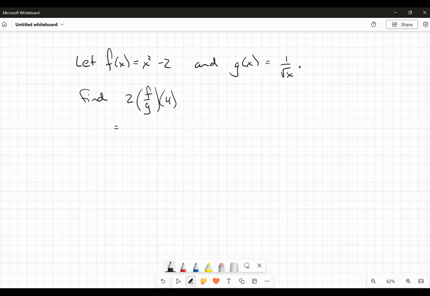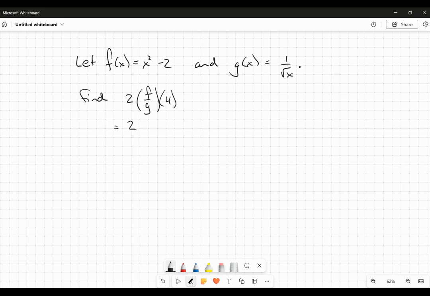Because what this looks like right off the bat here is 2 times f divided by g times 4, but it's not. What we mean by this is 2 multiplied by this f over g with the 4 in parentheses here. What we mean by this is we're creating this new function, the function f divided by the function g. We're putting those together and we're evaluating that at 4.